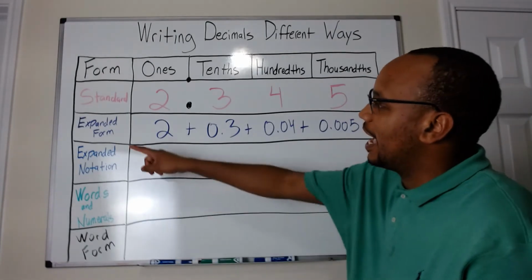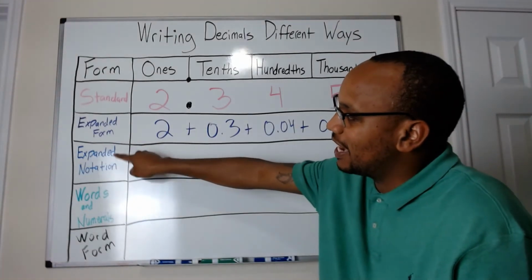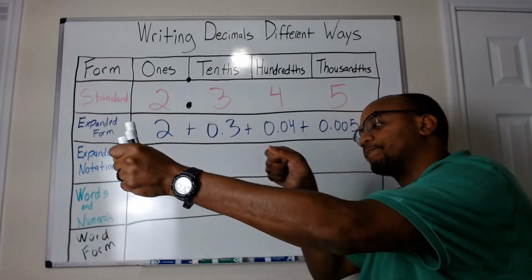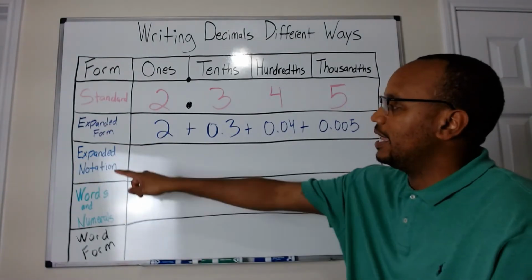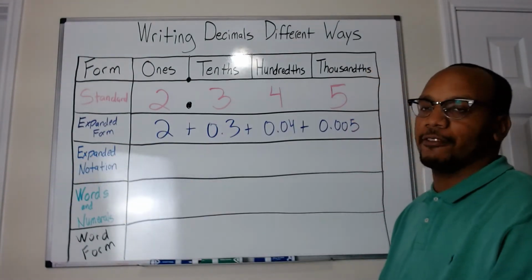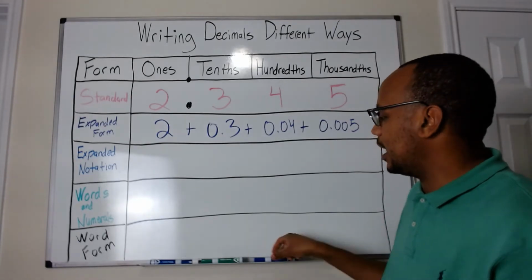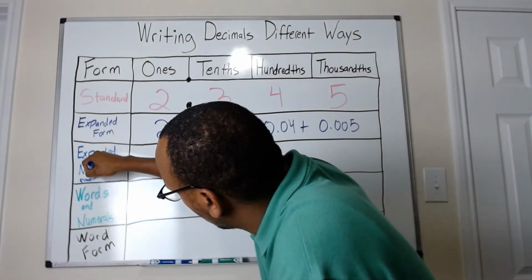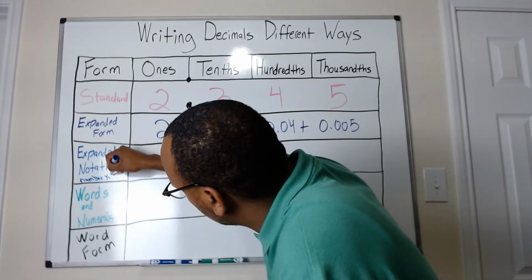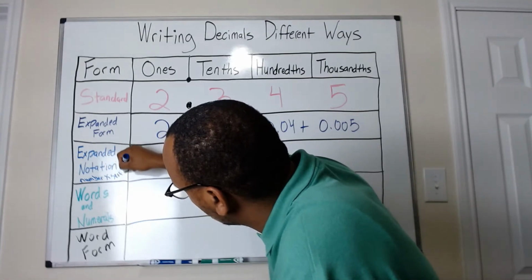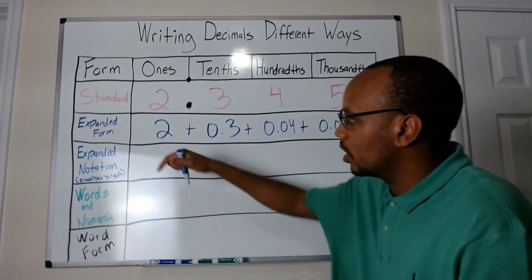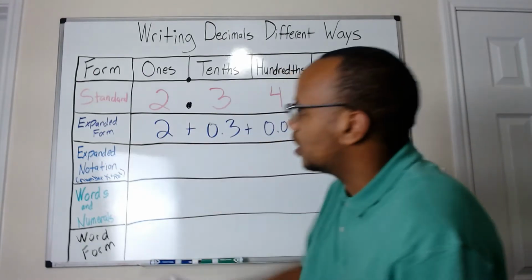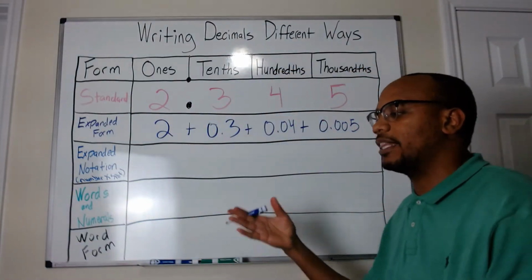You also have an upgraded version, which is expanded notation. You'll still get the expanded part, you'll still stretch it out, but it's the notation that makes it different. And I want you to know that notation simply means number times the spot. When I say spot, I mean the place value spot.